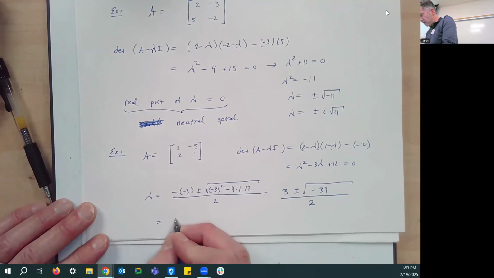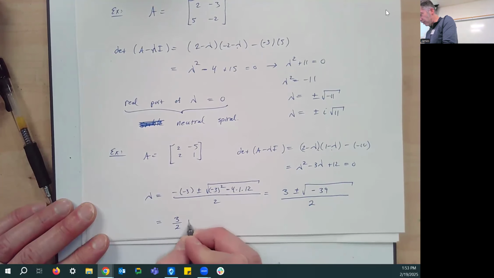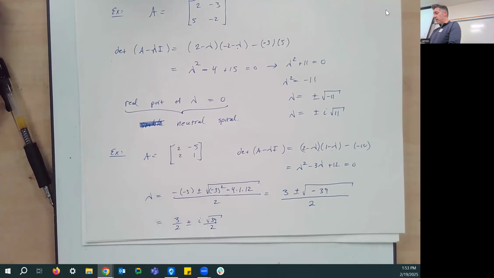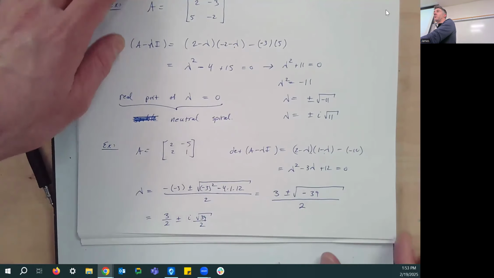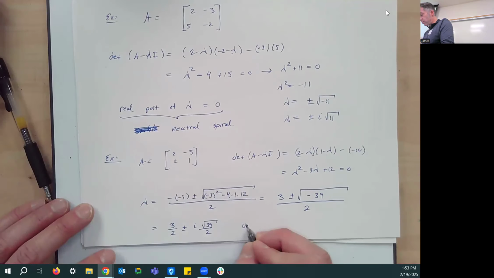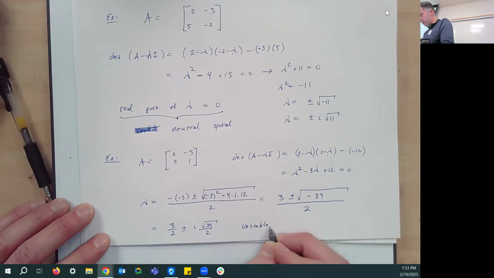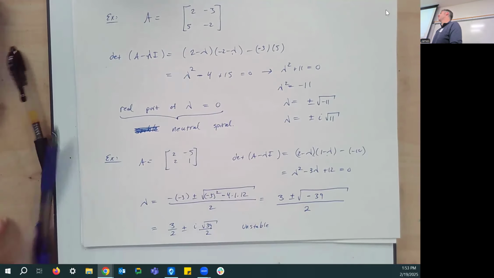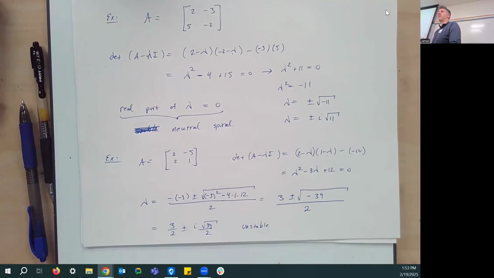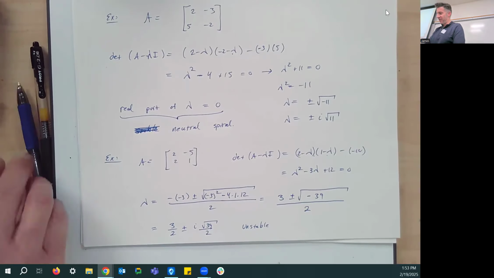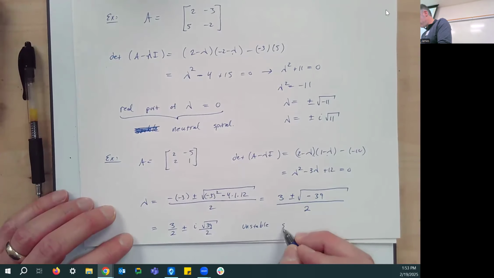So that's going to be 3 halves plus or minus i times root 39 over 2. Which means we definitely have an unstable node. Unstable what? God, killing myself over here. What do we have to have since the eigenvalues are imaginary? A spiral, not a node. Sorry.